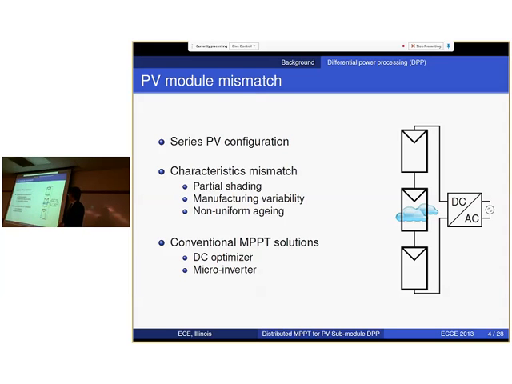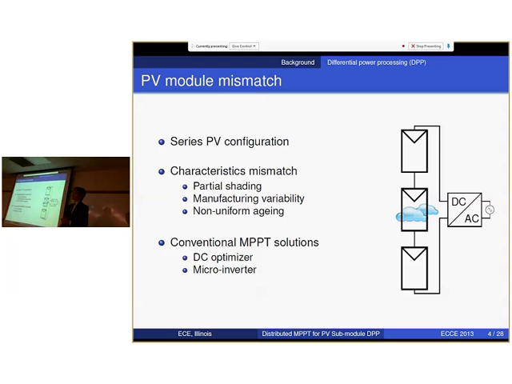Because PV modules are connected in series, they share the same string current. But due to this characteristic mismatch, their optimal operating currents are often different, which means all PV modules cannot work at their maximum power point at the same time. And this problem motivates the development of distributed maximum power point tracking solutions.